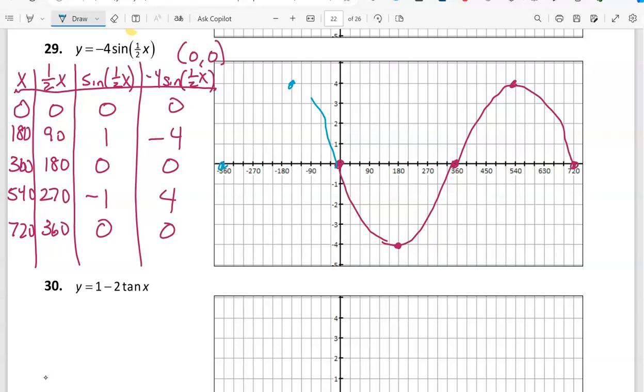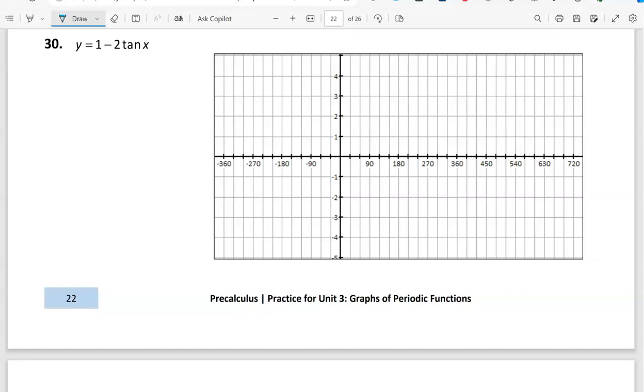And that looked a little bit off, so I did not graph that point very accurately. All right, that's a little bit better. And there's the remaining portion of the cycle. All right, let's take a look at number 30.